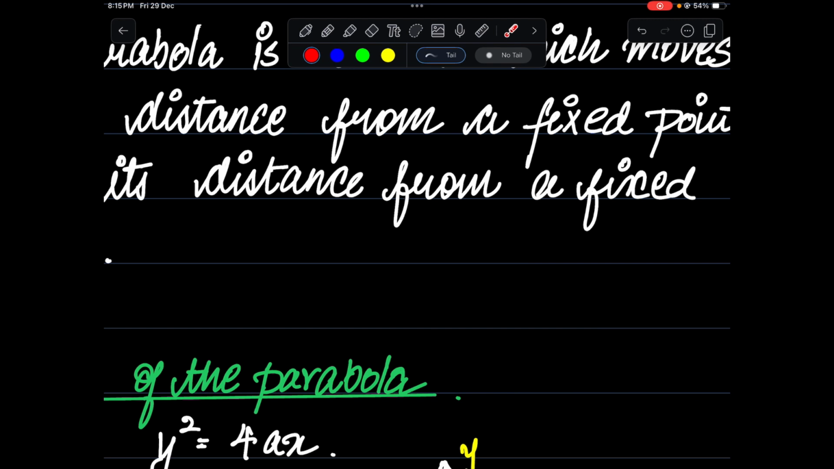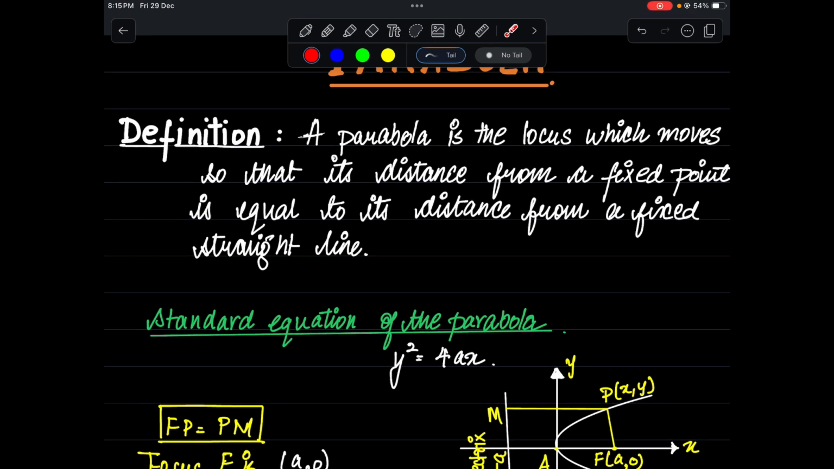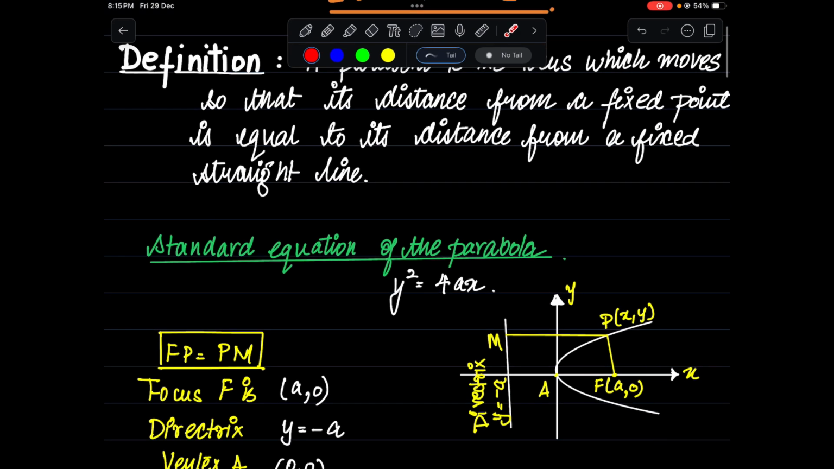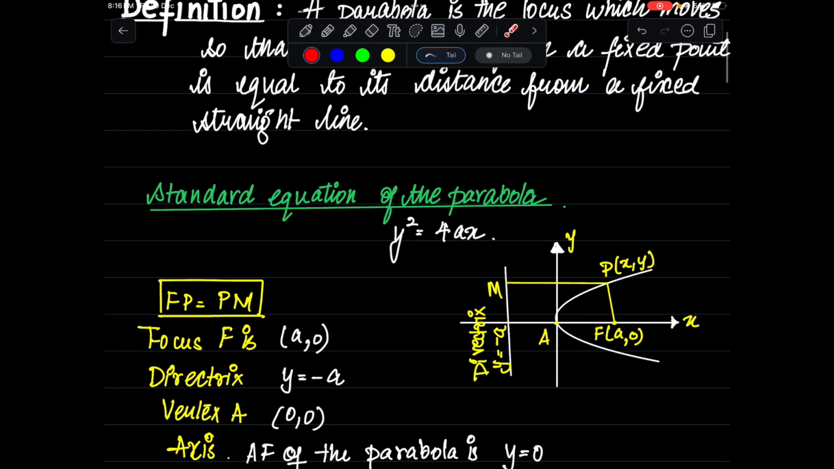Now it's a locus of all the points such that its distance from the focus is equal to the distance from that fixed line. So these two will be equal. Locus of all such points will give you a structure that is called a parabola. So it's very important to first define the point, that is a fixed point, and a fixed straight line. From then on we can get a parabola.